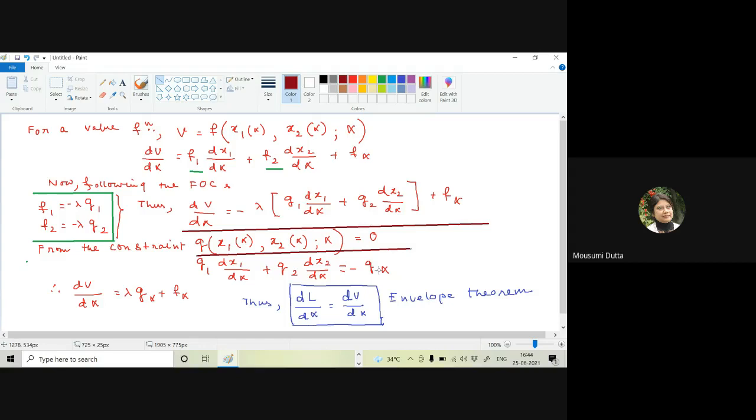I can keep minus g alpha on the right hand side and write the equation as: g1 dx1 by d alpha plus g2 dx2 by d alpha is equal to minus g alpha. Once I get this, I am plugging this minus g alpha in this place. So I am getting dv by d alpha is equal to lambda g alpha plus f alpha.